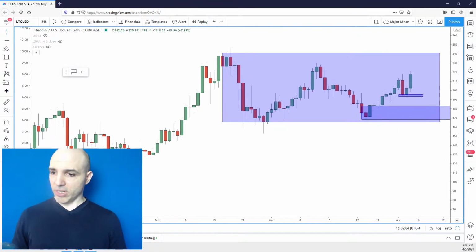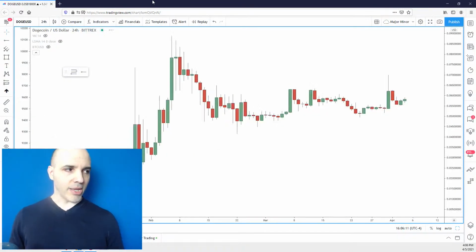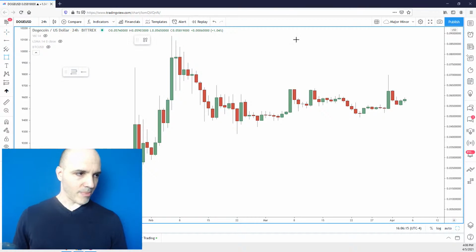Let's jump over here to DOGE, Doggy or Dodgy. I don't even know how to pronounce that stupid coin. Okay, anyway, here it is. So this is a very big hype coin because of Elon Musk and all that stuff.